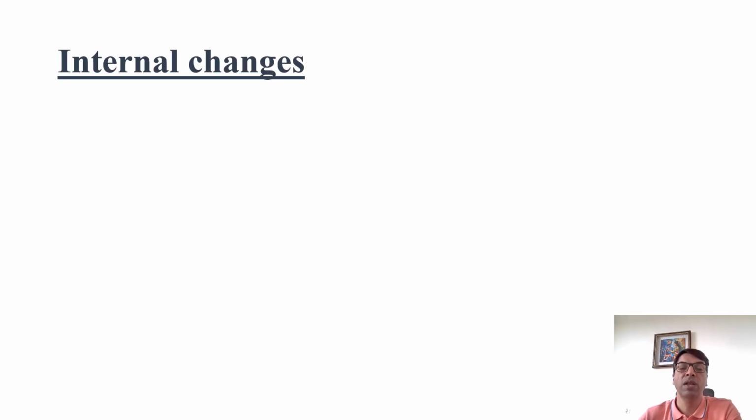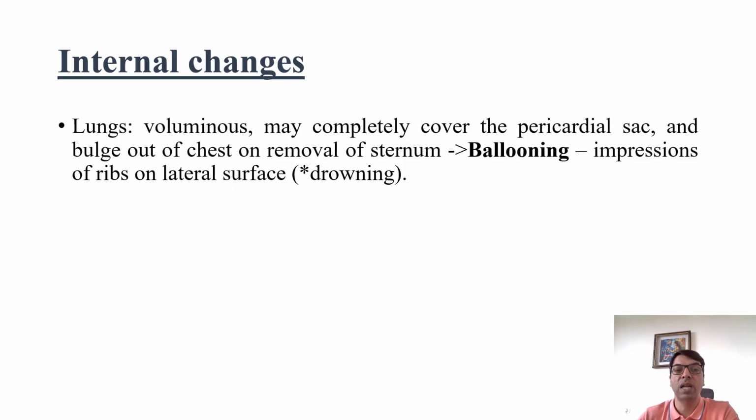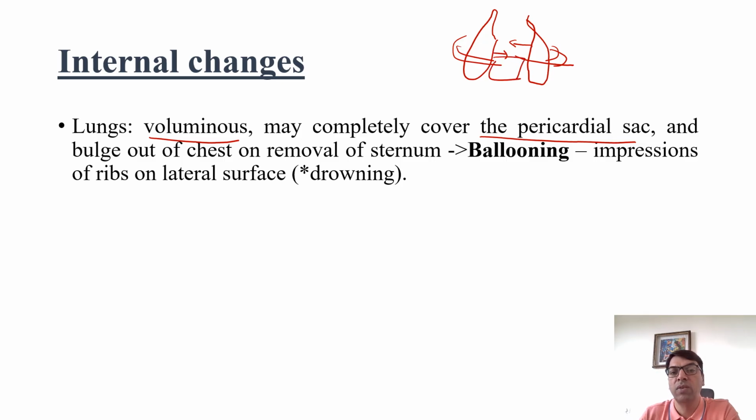Internal changes, moving from the external changes to internal changes in the body. Firstly, we'll talk about lungs. The lungs are voluminous, that means increase in volume, and may completely cover the pericardial sac. Since there is covering of ribs on the sides, they generally move towards the center. Lungs move towards the center and they cover the whole pericardial sac.